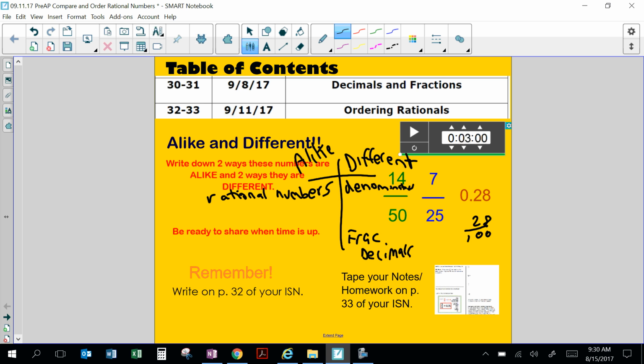Could I simplify that? If I divide both numbers by 2, I get 14/50. And if I divide both numbers by 2 again, I get 7/25. Hey, these are equivalent numbers. 14/50 and 7/25 are equivalent to 28 hundredths.